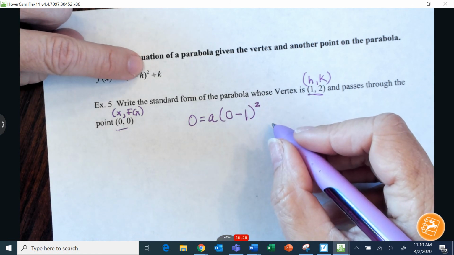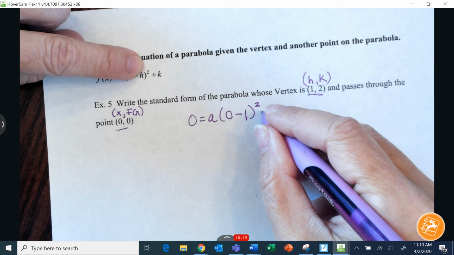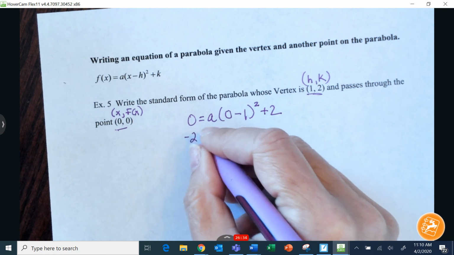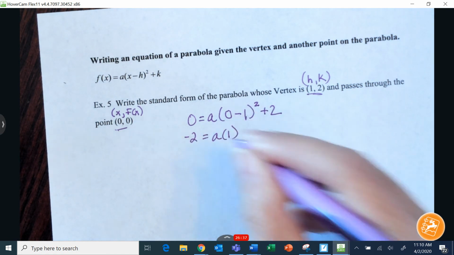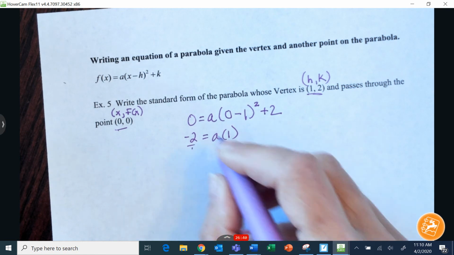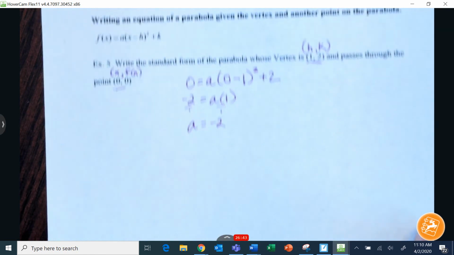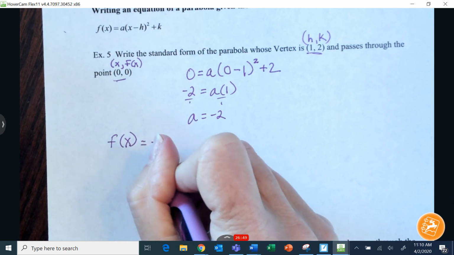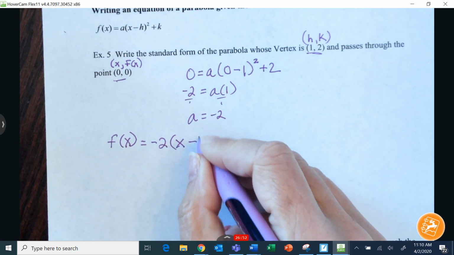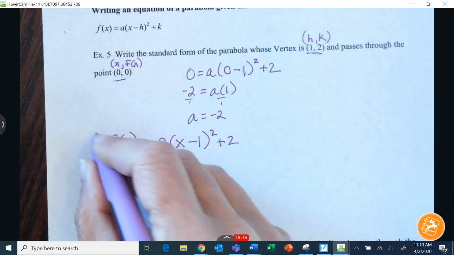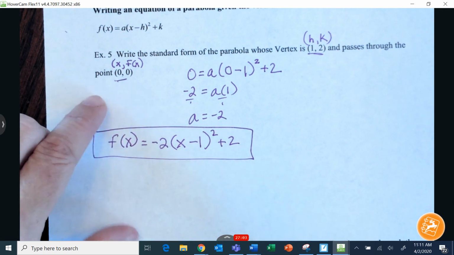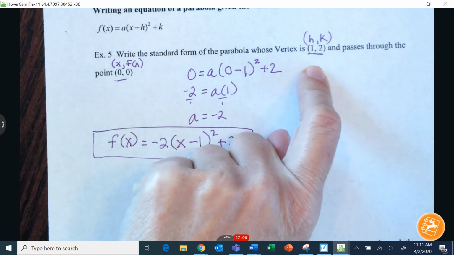So what is it? 0 minus 1 squared. If you forget the squared, you will get this wrong. Please don't forget the squared. Plus k, which is 2. And now we're going to solve for our a value. So negative 2 equals a times 1. Just divide by 1, which you don't really have to do. And we get a equals negative 2. So our equation should be f of x equals our a value negative 2 times x minus 1 squared plus 2. You could use Desmos to check it. Go to Desmos, type this in, make sure it passes through the point 0, 0, make sure it has a vertex at 1, 2.